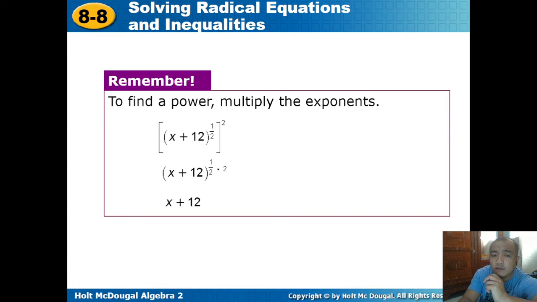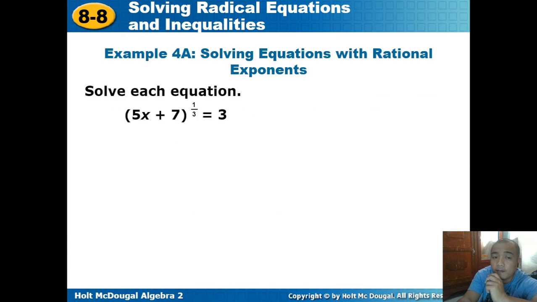So always remember, to find the power, multiply the exponents. Example, x plus 12 raised to 1 half squared means we're going to multiply 1 half by 2, which is 1. So the answer is x plus 12. That's what we call power to a power law, right? In our previous lesson, the laws of exponent.